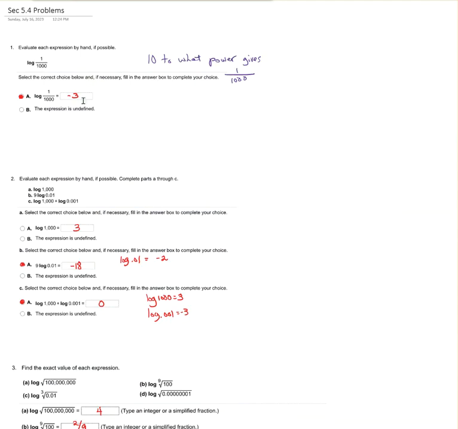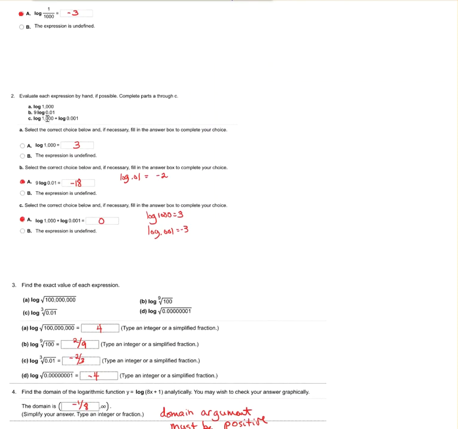All right, here we go. Number 1, evaluate by hand if possible. Log of 1 over 1,000, and we did that one in our notes. Remember, the 1,000 is 10 to the third. Since it's on the bottom, that'd be a -3. 10 to what power gives us that? Number 2, log of 1,000 is 3.